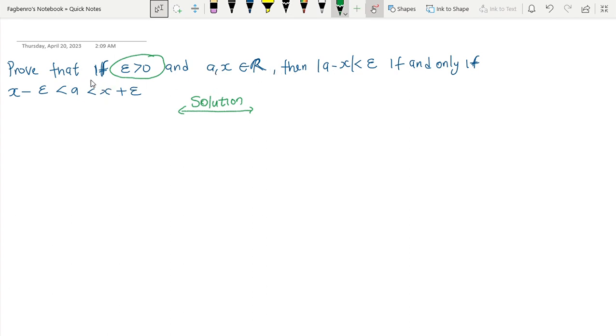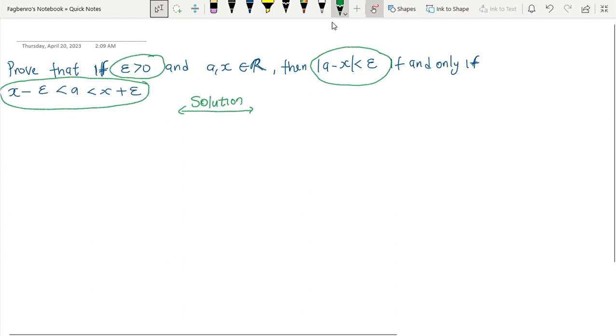Now, prove that if epsilon is greater than 0 and a, x are members of the real numbers, then this exists. So they want us to prove this if and only if this is in existence too. Alright. I'm going to start my proof from the condition given. There is a condition there: if and only if. And whenever it comes to if and only if, you don't need to prove the converse.